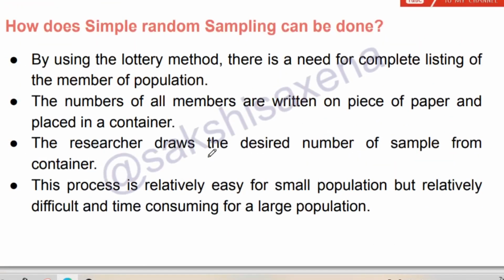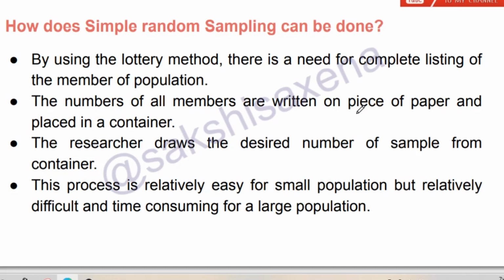How can simple random sampling be done? By using the lottery method, there is a need for a complete listing of the members of a population. Firstly, if we are using the simple random sampling method in a lottery method, then we have to first get the complete list of the population who are participating in that game, so that we can use the simple lottery method, or we can say a paper chit method. The numbers of all members are written on a piece, and yes, this is an example.